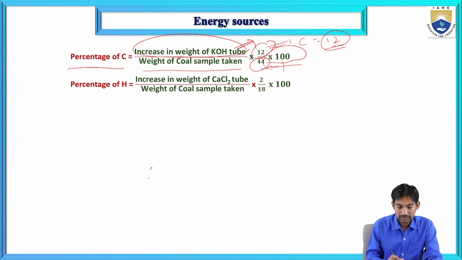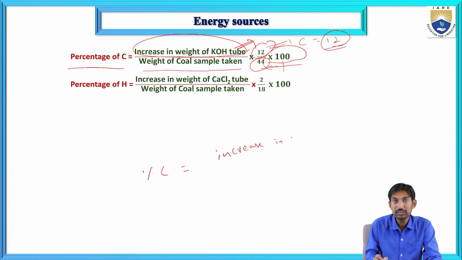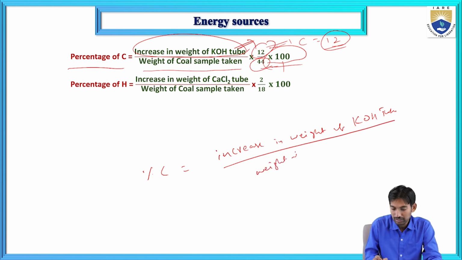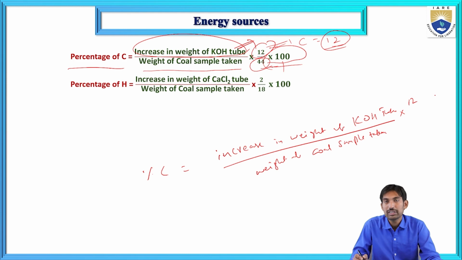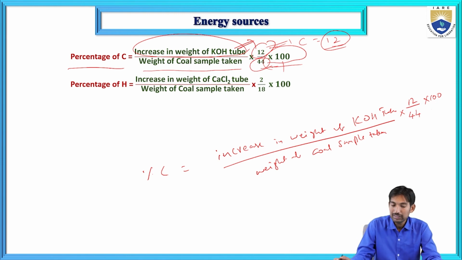Then the formula for the percentage of carbon equals the increase in weight of KOH tube divided by the weight of coal sample taken, into 12, the weight of carbon, divided by 44, the weight of carbon dioxide, into 100. For percentage we have to multiply with 100. This is the formula for the percentage of carbon in ultimate analysis.